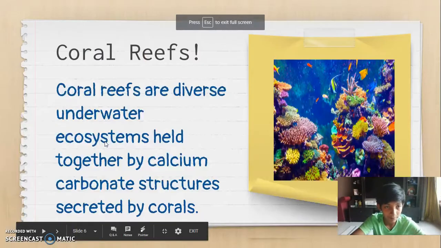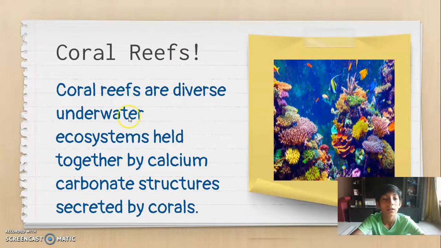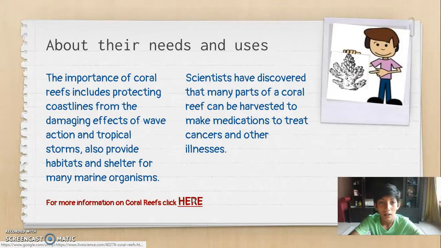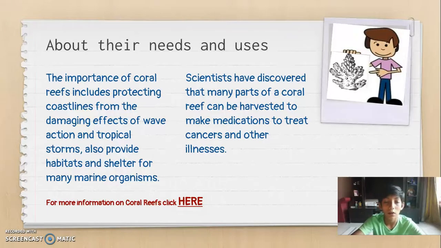Coral reef. So coral reefs are diverse ecosystems held together by calcium carbonate structures secreted by corals. About their needs and uses. So the importance of coral reefs include protecting coastlines from damaging effects of waves and tropical storms and so on. There are many uses, but I'm just telling you one.